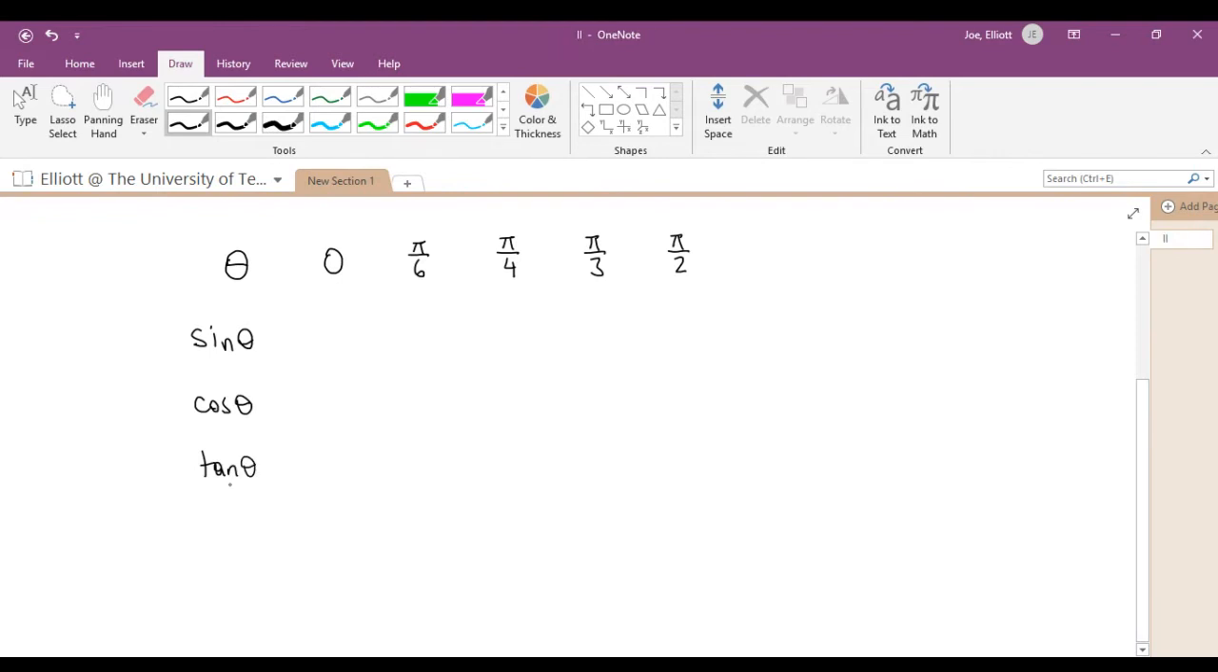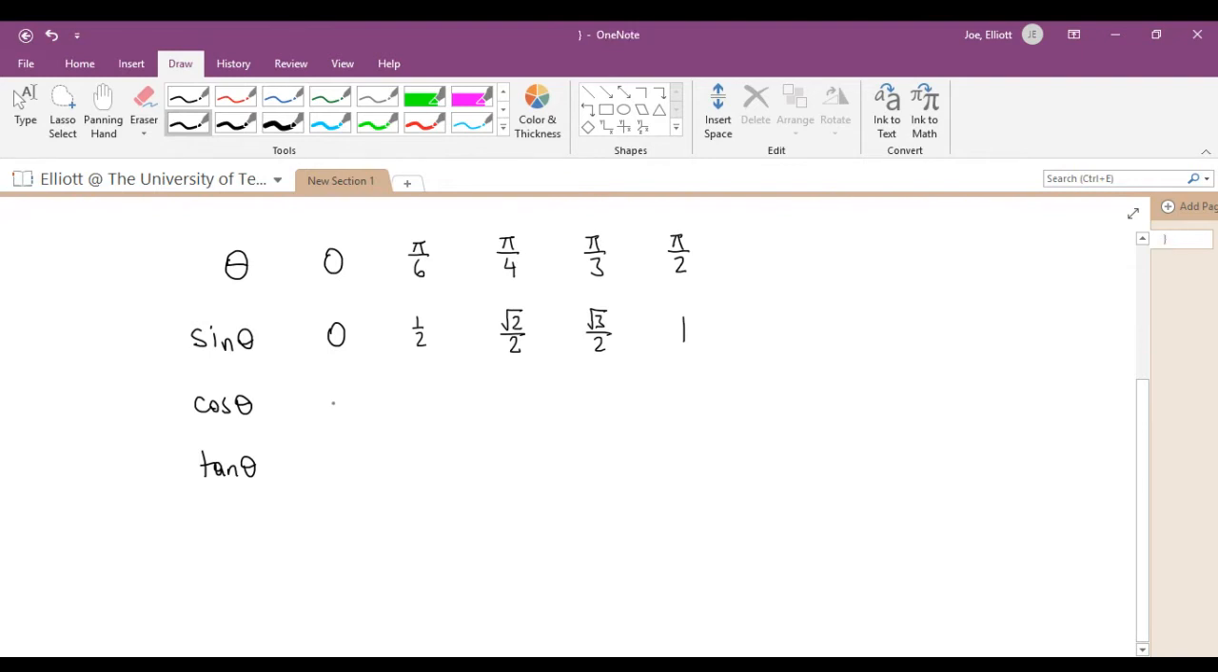And then let me just list the values of sine, cosine, and tangent at each of these angles. Sine of 0 is 0. Sine of pi over 6 is 1/2. Sine of pi over 4 is square root of 2 over 2. Sine of pi over 3 is square root of 3 over 2. And then sine of pi over 2 is 1, okay?